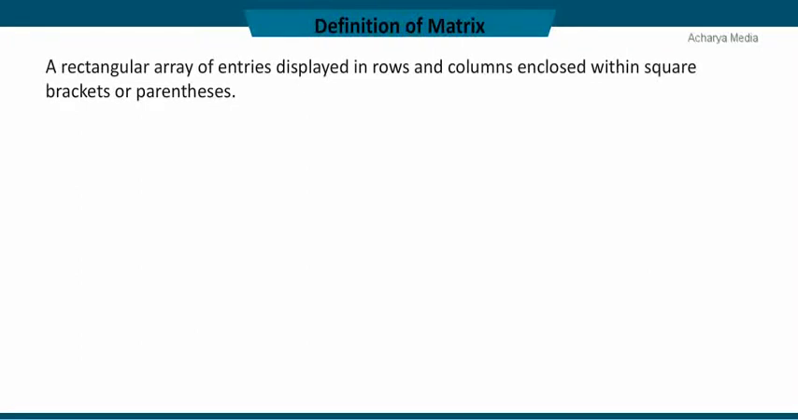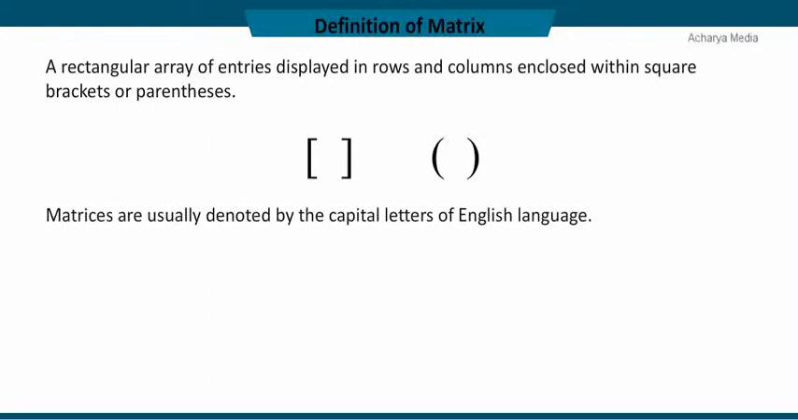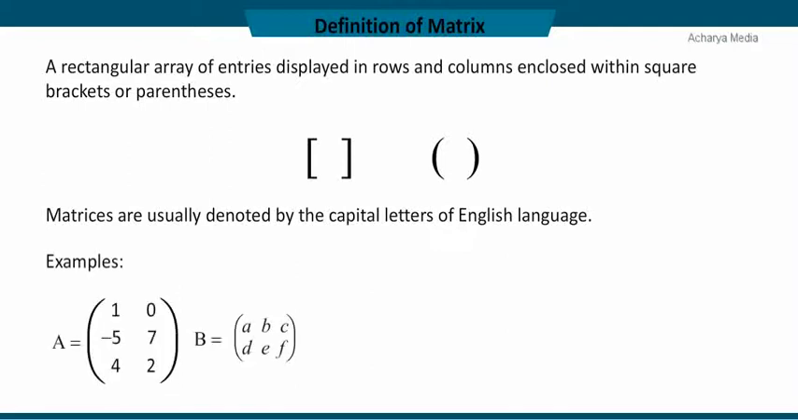Definition of matrix. A matrix is a rectangular array of entries displayed in rows and columns enclosed within square brackets or parentheses. Matrices are usually denoted by the capital letters of the English alphabet. Here are some examples of matrices. A is equal to 1, 0, -5, 7, 4, 2. B is equal to A, B, C, D, E, F.